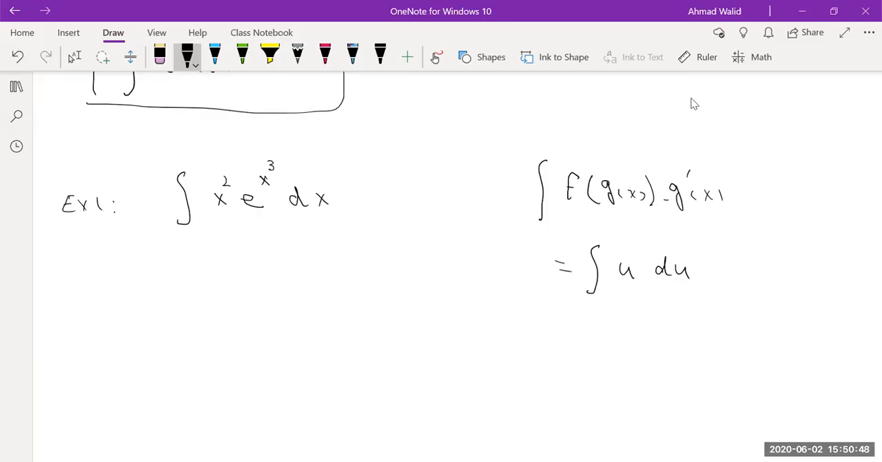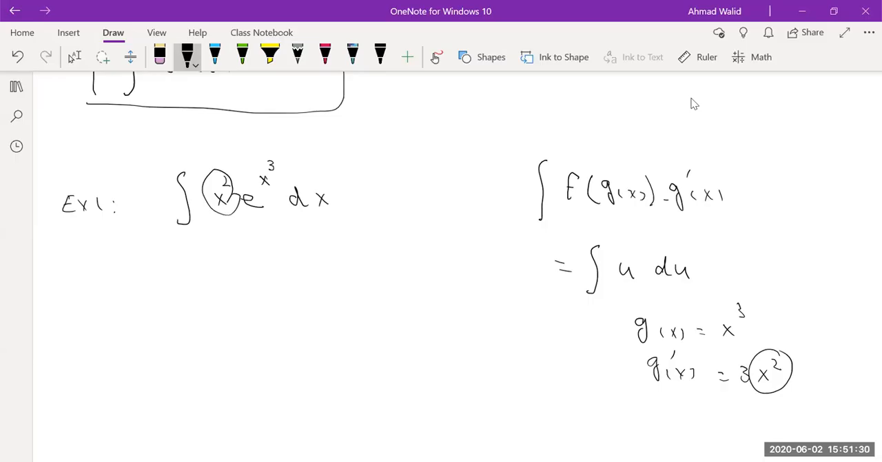Here you see e to the power of x cubed is actually a composite function. Your g of x is x cubed. You see, your g of x is actually x cubed. What is g prime of x? G prime of x gives you 3x squared. You see x squared, you have here x squared. Then use the substitution rule. I don't have time to explain again the substitution rule for you here in calculus 2. Hopefully you learned it very well in calculus 1, right?